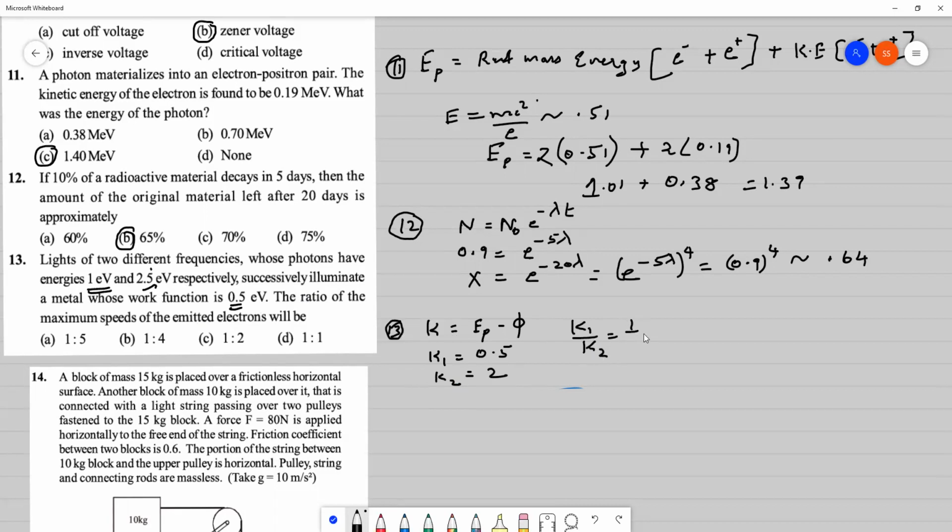Here they are not asking you the velocities, so don't suddenly give this as the answer. Sorry, they're asking you the kinetic energy, which is directly proportional to velocity squared, because the formula for kinetic energy is half mv squared. So in this case, v1 squared by v2 squared is equal to 1 by 4, which gives you v1 by v2 is 1 by 2. So this should be the right answer here.